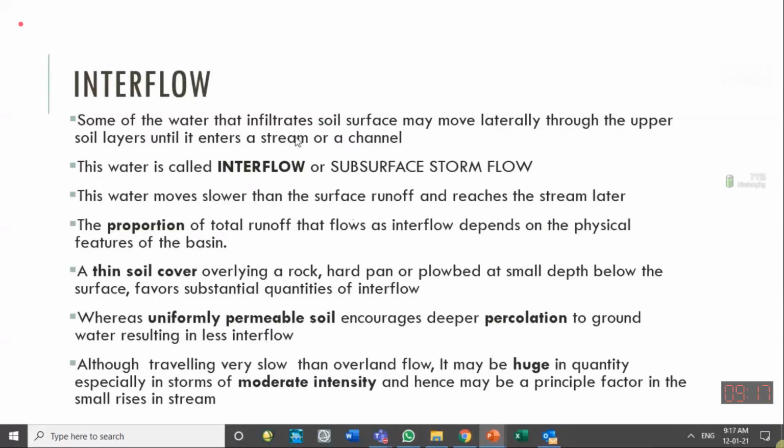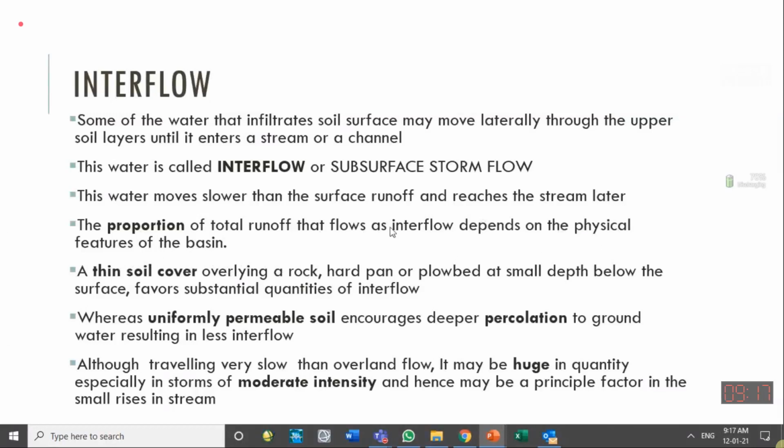Okay, so when water from precipitation infiltrates into the soil, the top layers are not fully saturated. If that water moves laterally through the soil and joins the stream, we say this is interflow. This water is called interflow or subsurface storm flow. It moves slower than surface runoff, but it moves quickly after the rainfall. The proportion of the total runoff that flows as interflow depends on the physical features of the basin.